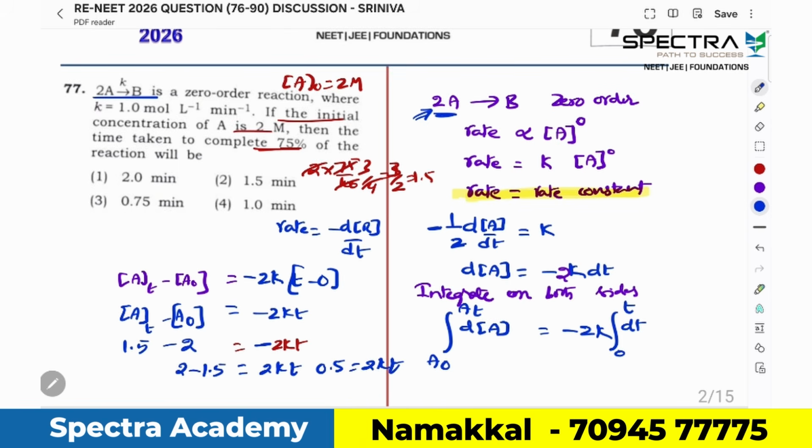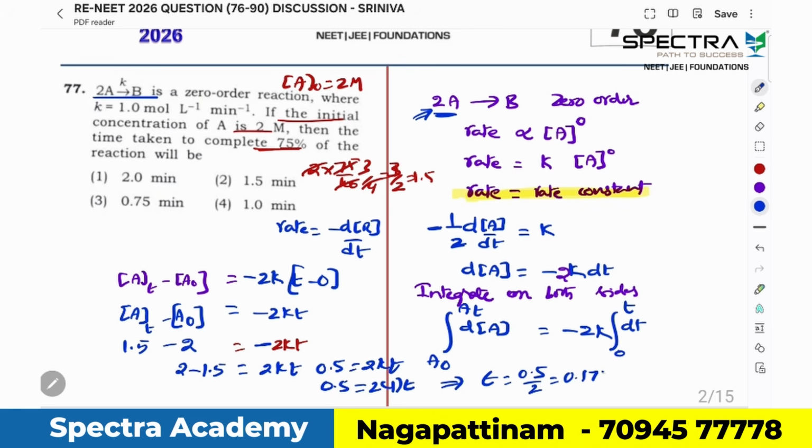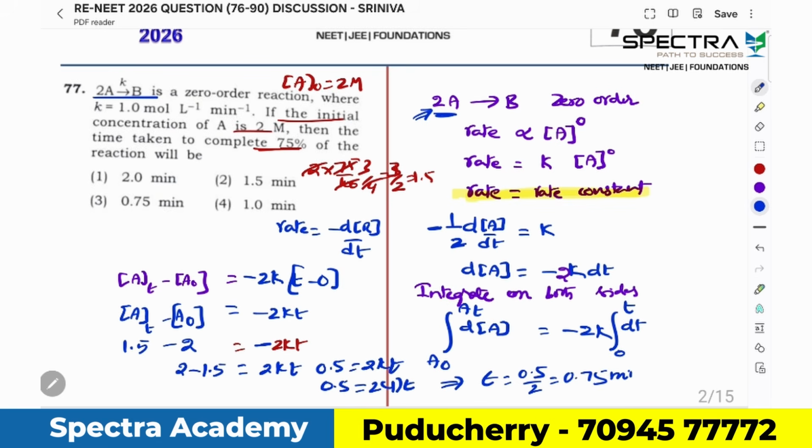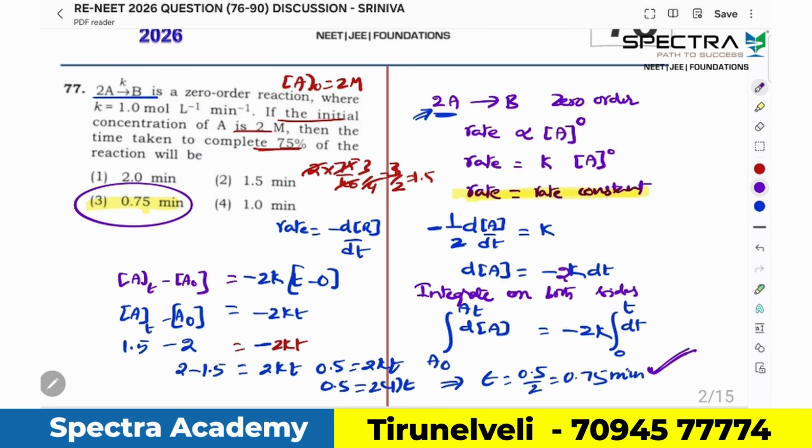K value is given as 1, so 2 into 1 into T, that is T is equal to 0.5 by 2, that is equal to 0.75 minutes. So this is the correct option. Please check your key. 0.75 minutes is the correct option. Okay, for question number 77, option 3 is the correct option.